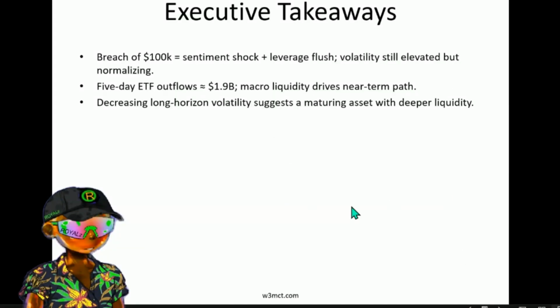So what are the executive takeaways, right? So we had a breach of 100,000. What does that mean? Huge sentiment shock, leverage flush, volatility still elevated, but it is normalizing. We have a 5-day ETF outflow of about 1.9 billion. And now on the macro, liquidity drives the near-term path. It's decreasing. Long-term horizon volatility is going down, and it suggests that maybe this Bitcoin, quote-unquote, internet magic money is becoming a mature asset with deeper liquidity.